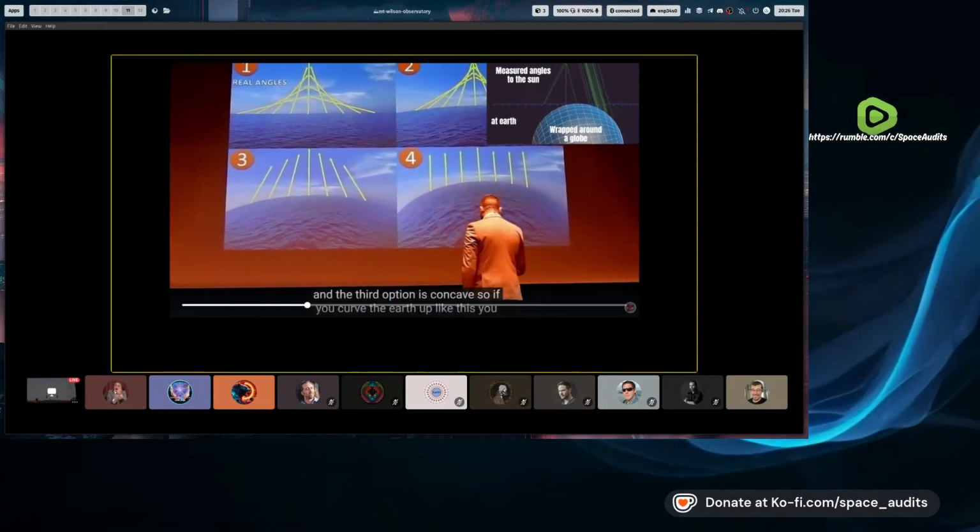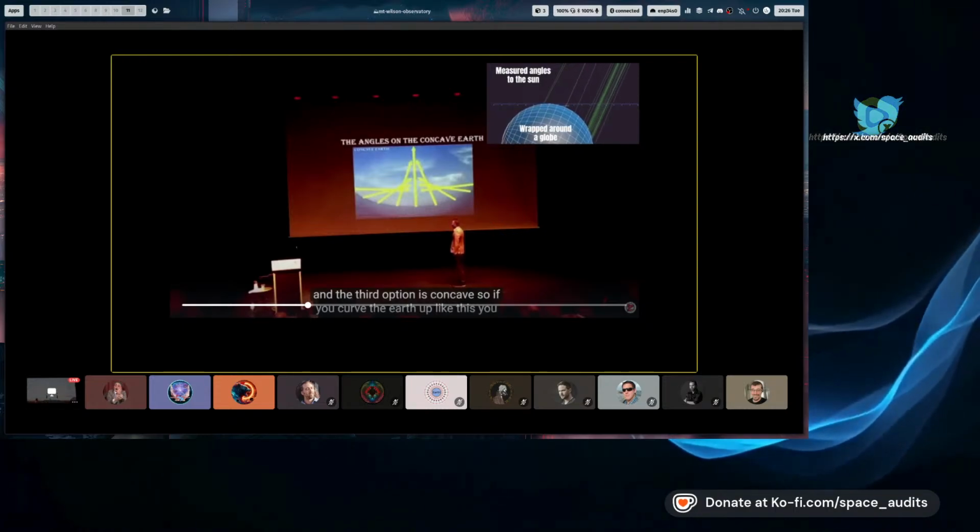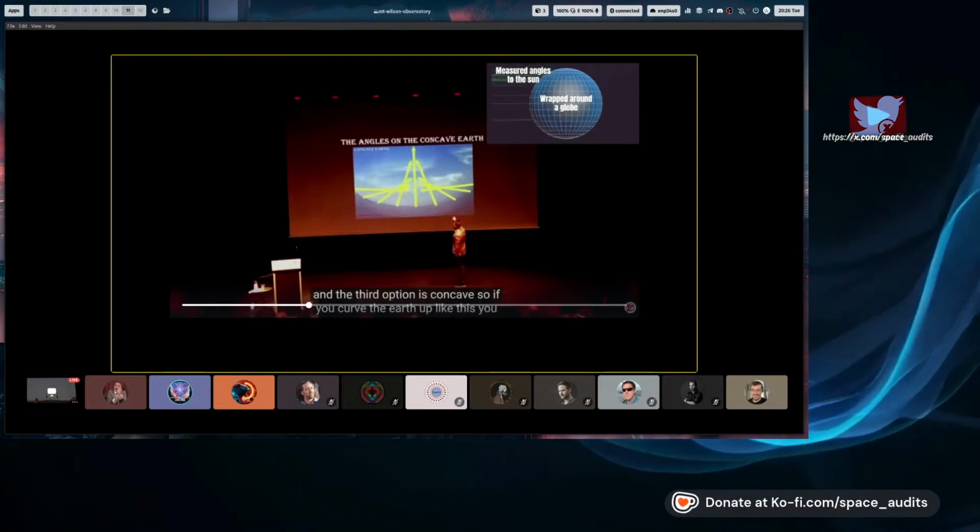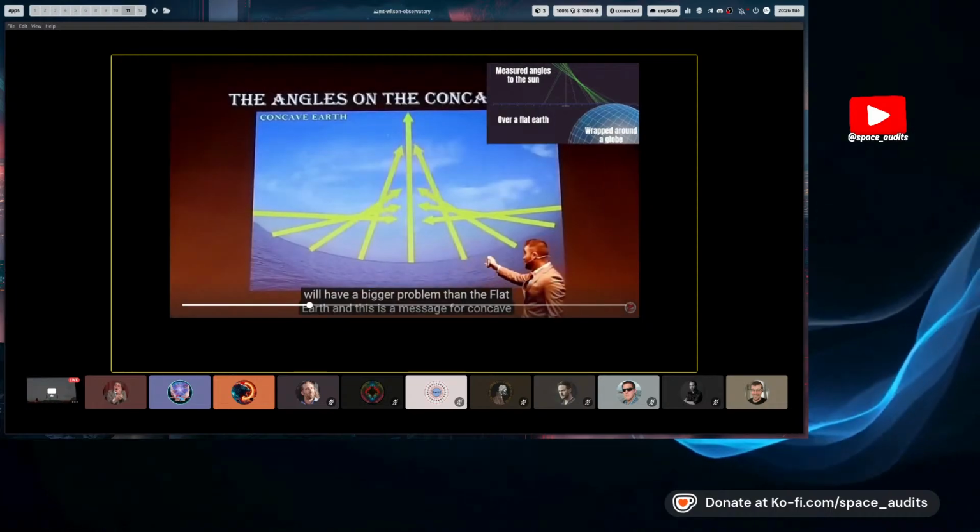And the third option is concave. If you curve the Earth up like this, you will have a bigger problem than the flat Earth. And this is a message for concave earthers.